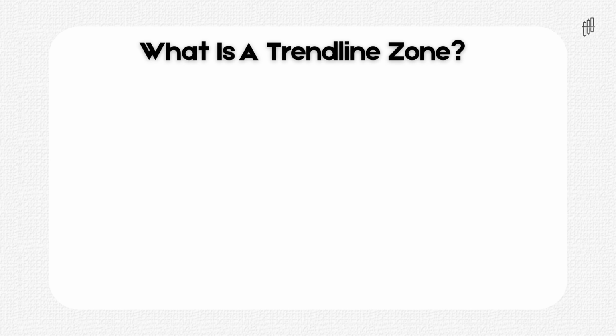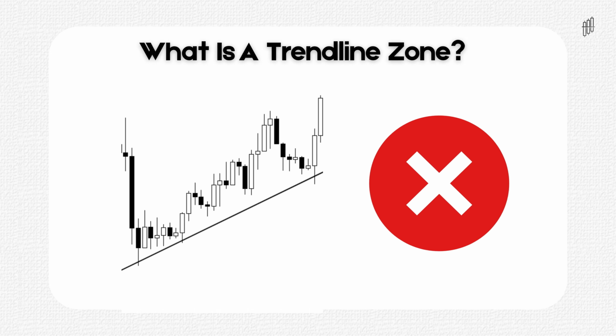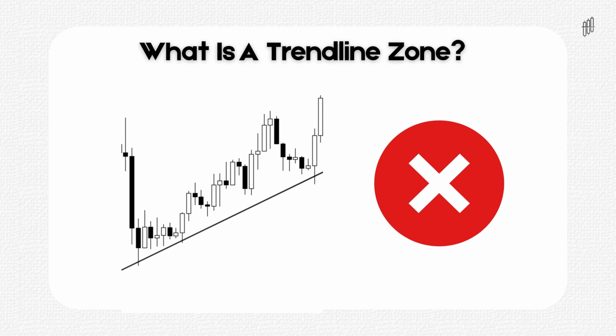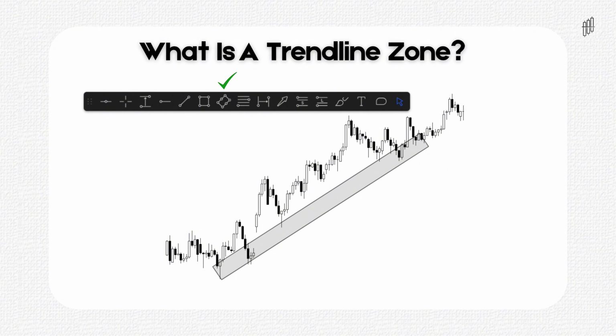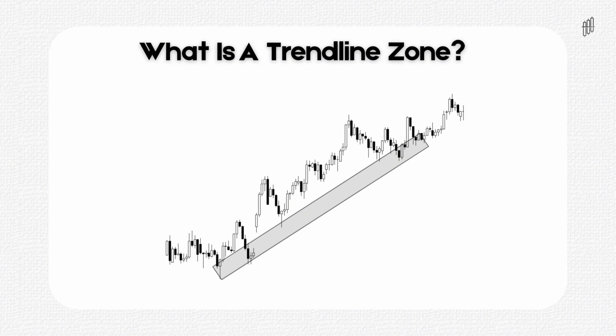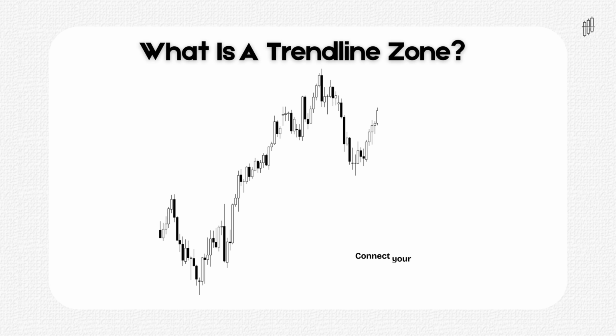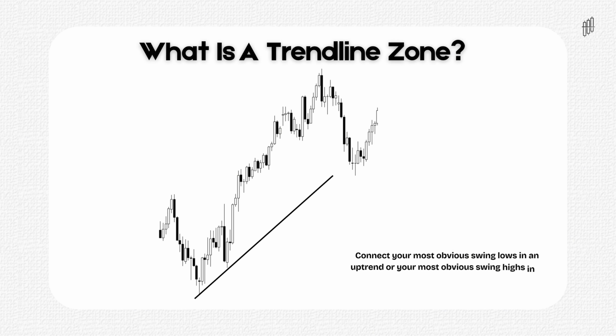So what is a trendline zone? Instead of drawing a single trend line, you are going to draw a rectangular zone through the rotated rectangle tool in TradingView, a diagonal band of price action that captures the full range of where price has genuinely respected the trend. Here is exactly how you build it. Connect your most obvious swing lows in an uptrend or your most obvious swing highs in a downtrend with your first trend line. That is your primary trend line, and it forms the base of your zone.